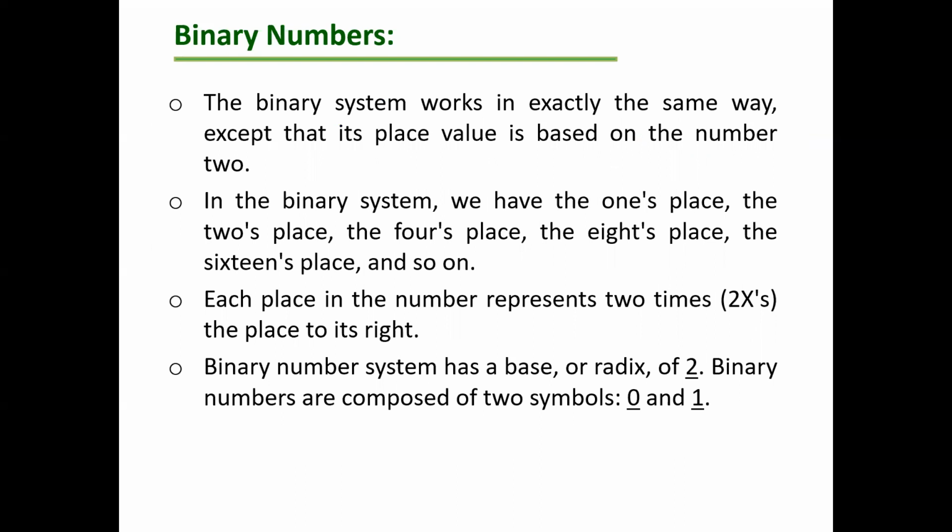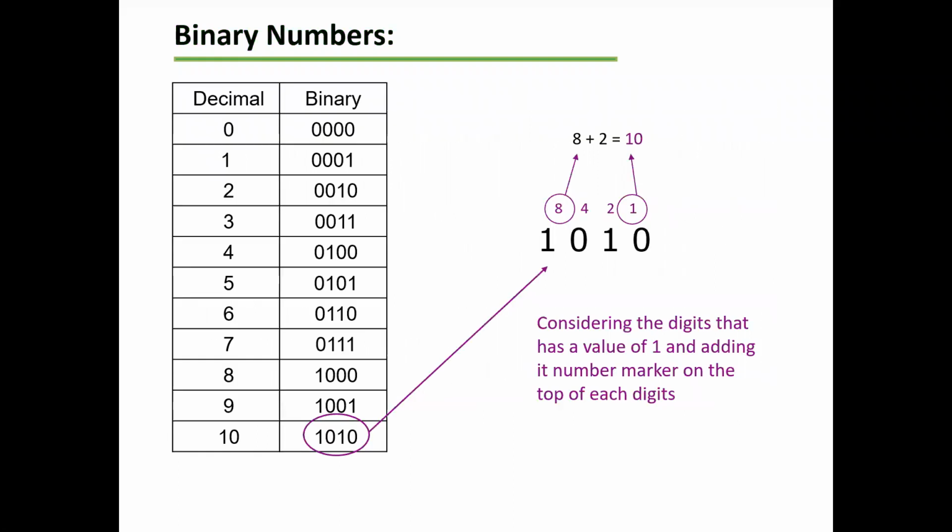Binary naman ito, so dalawa lang. Kanina, decimal, ang ginagamit natin ay 9, bali 10 digits kasi included yung zero, 0 to 9. Dito naman sa binary, dalawang digits ang ginagamit natin, pero less than 2, kaya ang gagamitin lang nating digits ay 0 and 1. So in the binary system, we have the ones place, the twos place, the fours place, the 8s place, the 16s place, and so on. Each place in the number represents 2 times the place to its right. Binary number system has a base or radix of 2. Binary numbers are composed of 2 symbols, 0 and 1.